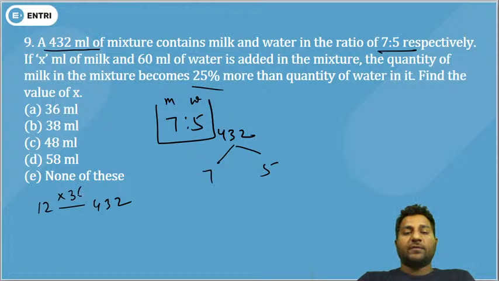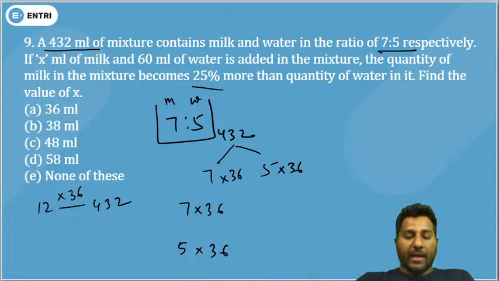Let's elaborate in 7:5. As we know that 12 ratio equals 432, which means 12 threes are 36 and 12 sixes are 72. So let's multiply with 36 in each of them. 7 into 36 divided by 5 into 36. But remember, we are adding.